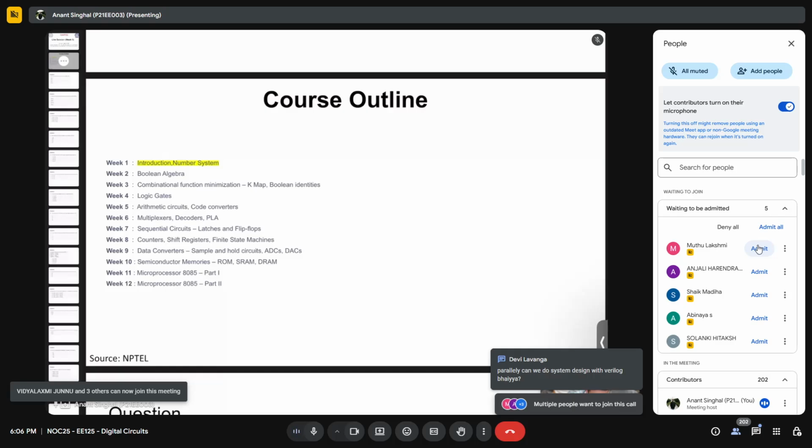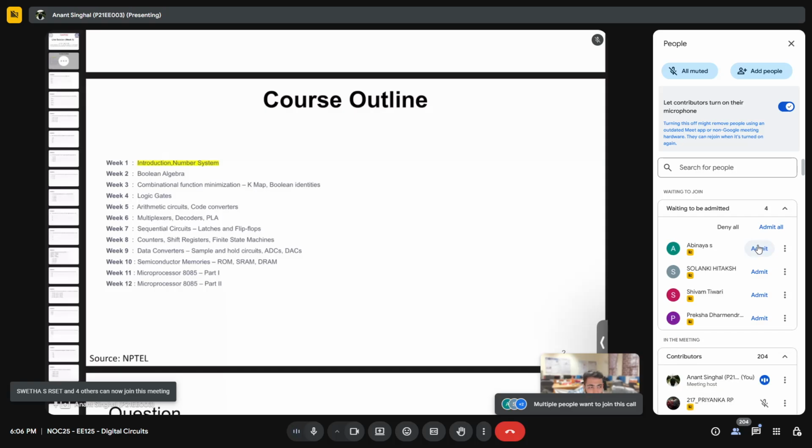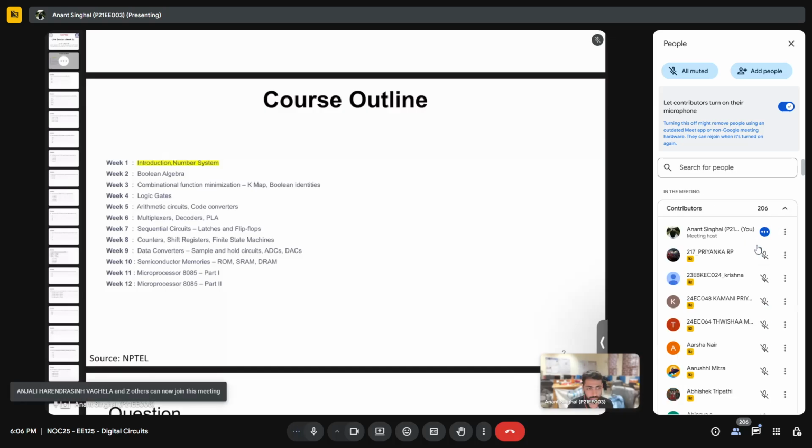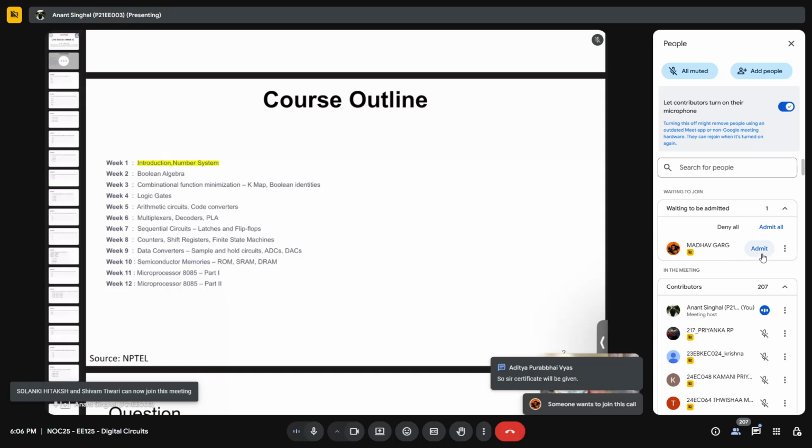The next question is, can we do system design? Yes, you can. The Verilog language is used to build different kinds of models. So you can also consider doing all the courses that are floated on the NPTEL portal. That would be great, and it is good to see such attendance in the initial week.